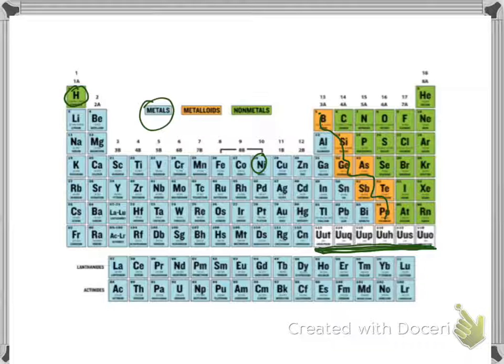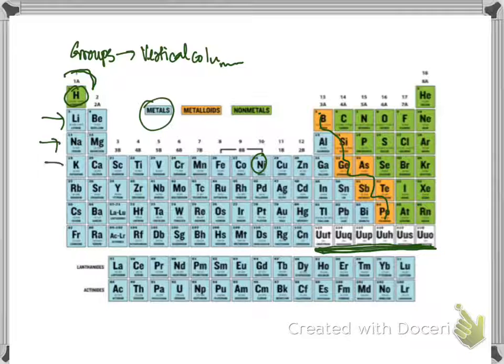Before I go there, let me say this thing. The vertical columns are known as groups. What are groups? These are vertical columns. And these horizontal rows are known as periods. 1, 2, 3rd period, 4th, 5th, 6th, 7th. These are known as periods.